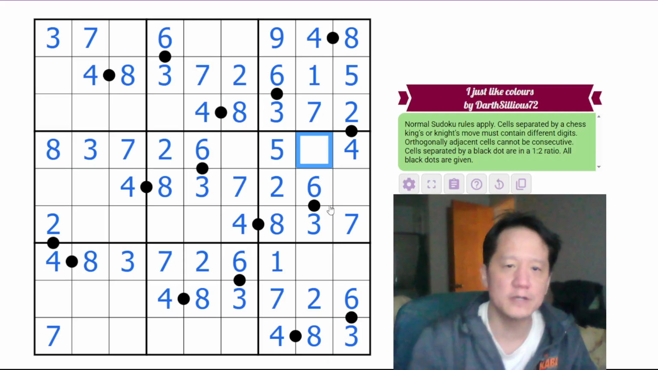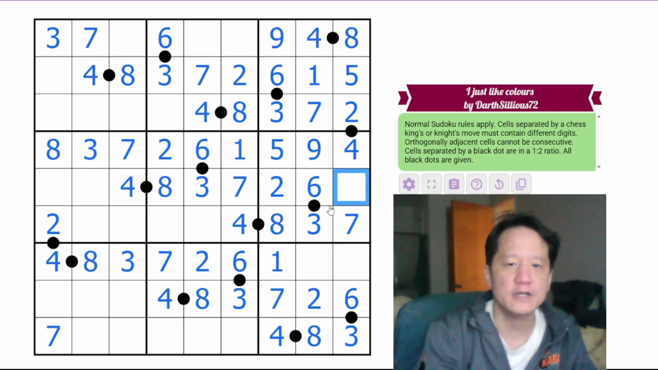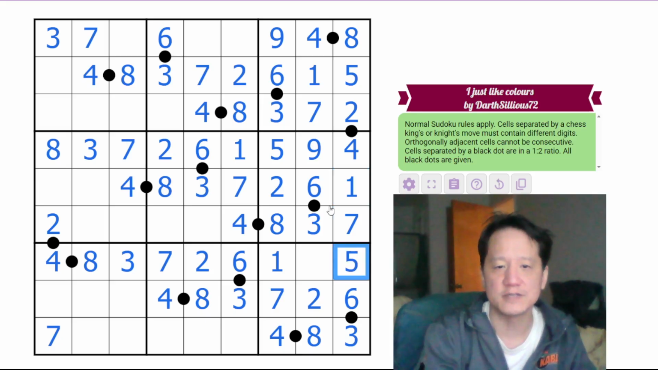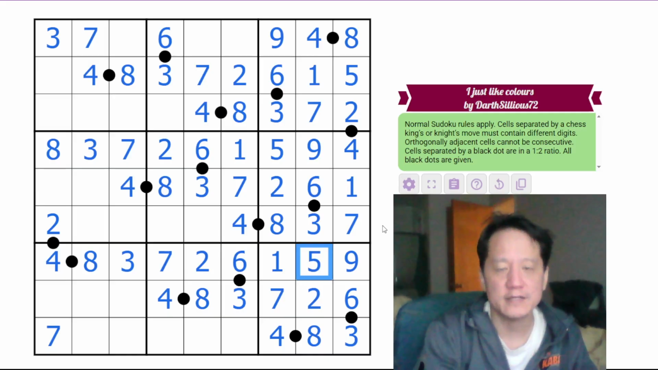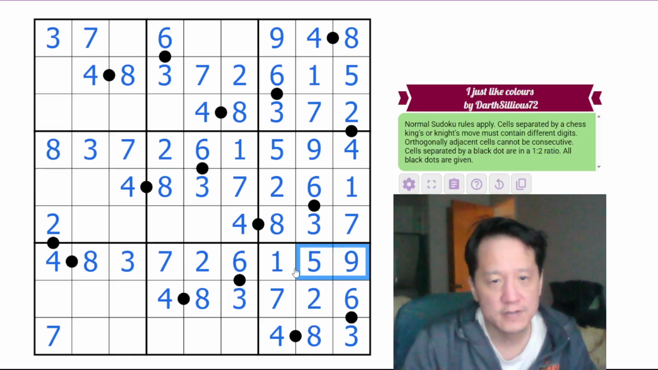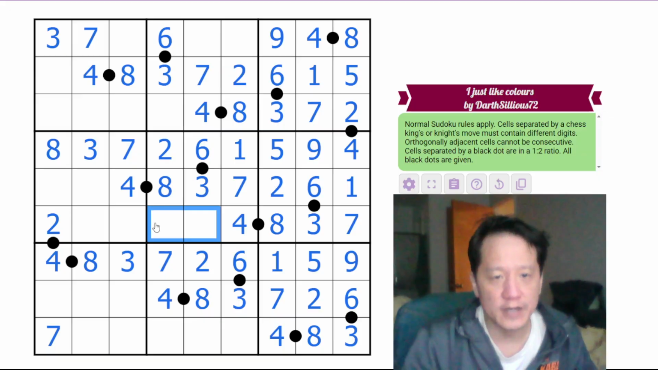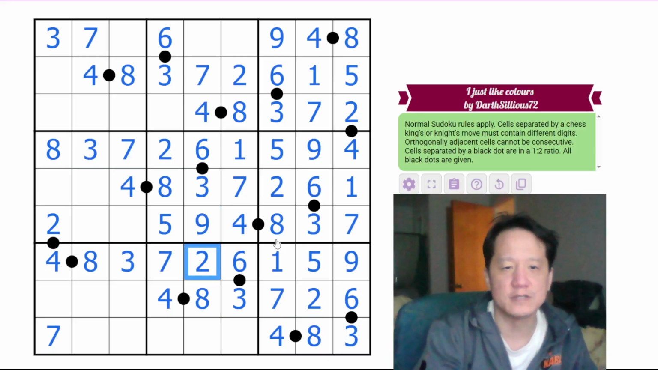1 can't be here, so that's 9, which makes this 1. That leaves the 1 in the right central box, which leaves this as a 5. That's not working. It's 9. That's 9. This is 5. We have 5 and 9 here. 5 can't be next to the 4, so this is 5, which makes this 9.